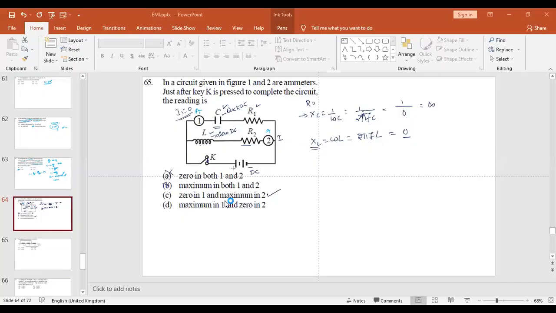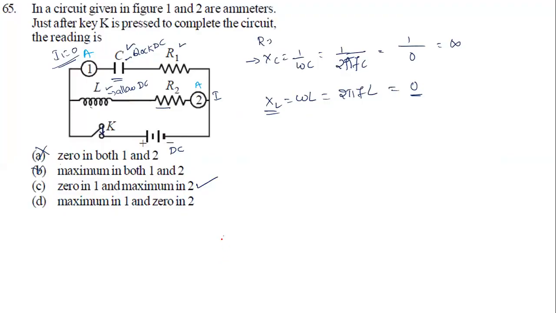Okay, let me share once again. Yes. So which is the right answer? Option C is the right answer. So 0 in the first case, and in the second it will be maximum. Okay, is the question clear?